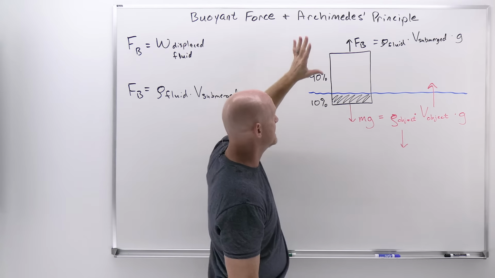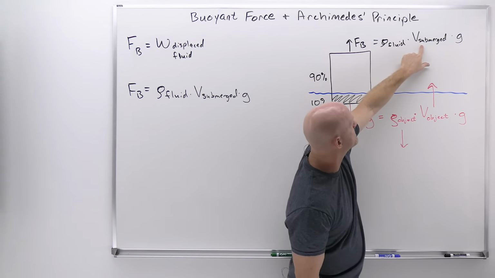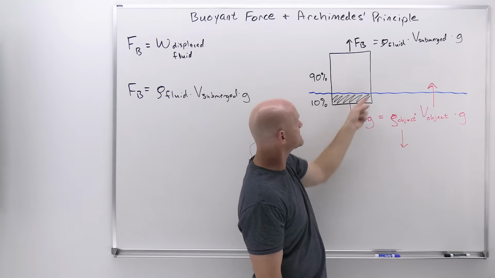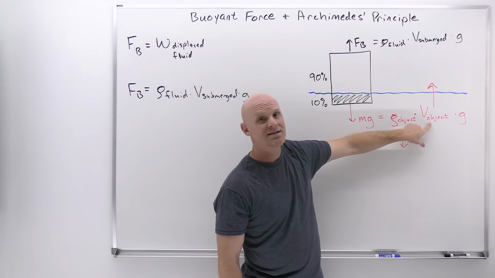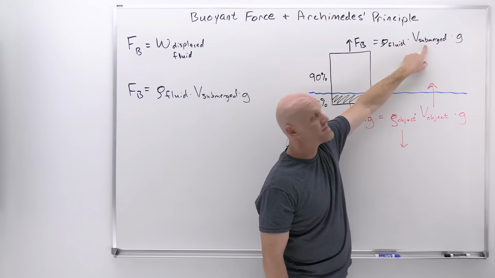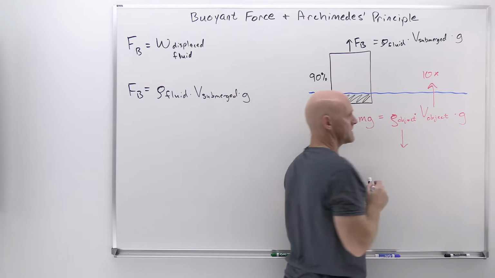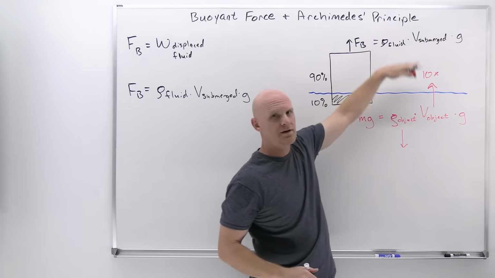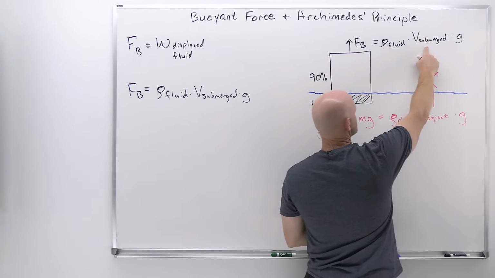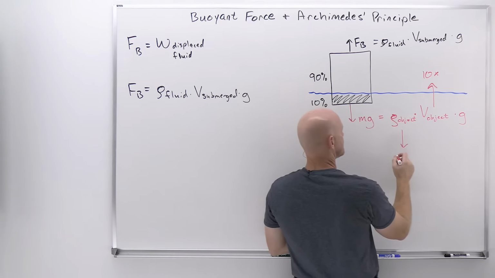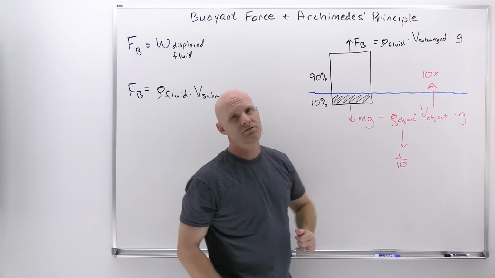And so in this case, if we look here, volume of the object versus the volume submerged, we're saying that the volume that is submerged is just 10% of the entire volume of the object. The volume of the object is 10 times bigger than the volume that is submerged right here. So this is 10 times bigger. Well, but again, these are equal in magnitude, opposite in direction. If the volume of the object is 10 times bigger than the volume submerged, well, then the density of the object must be 1/10 of the density of the fluid.